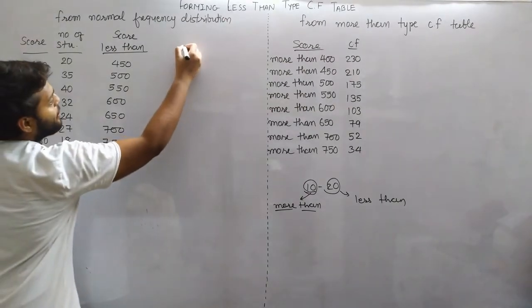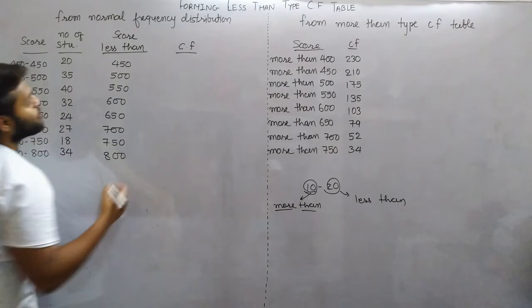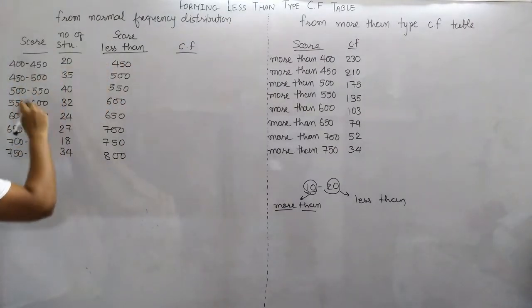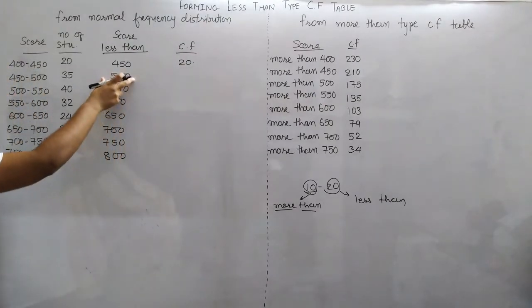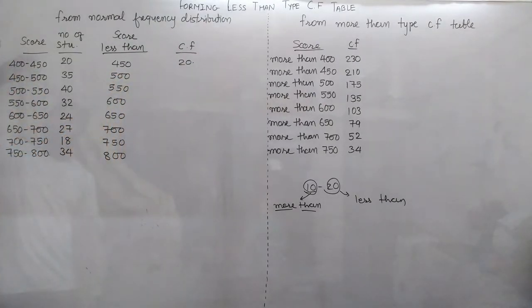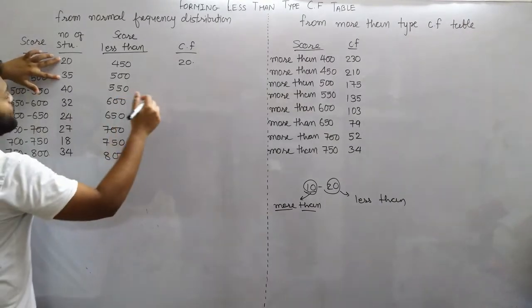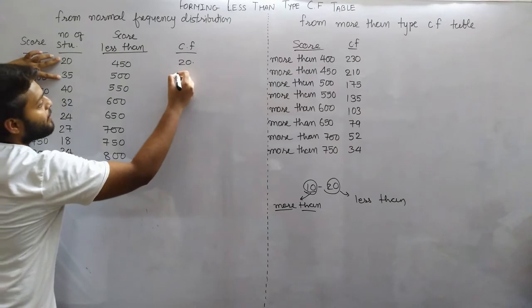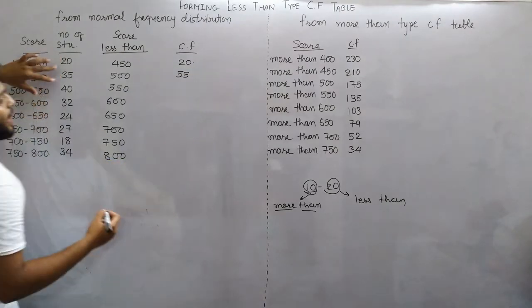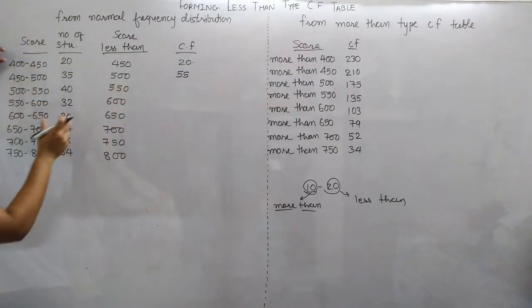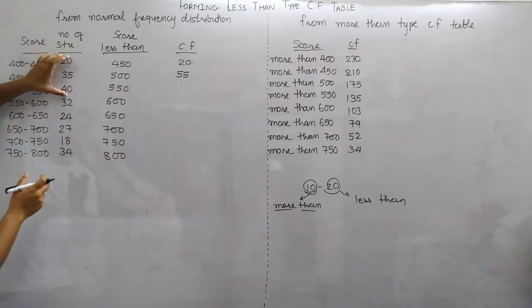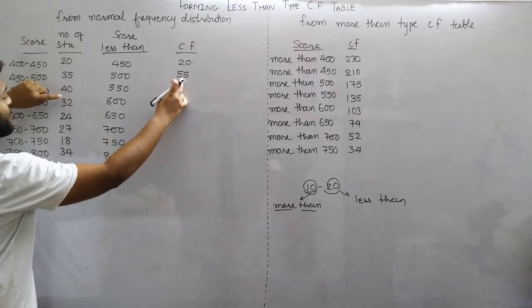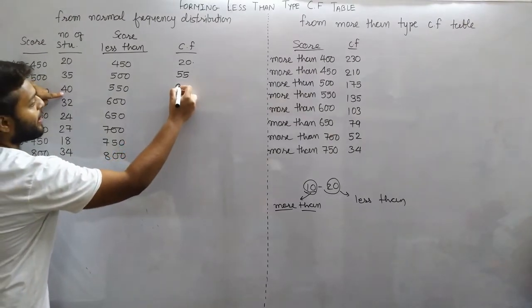Now let us make the cumulative frequencies. When I want to take less than 450, it's already 20. But when I want to take less than 500, it contains 400 to 500, so I have to add both of these frequencies. So 20 plus 35 will be 55. When I want to take 550, it will contain 400 to 550, means all three frequencies. So I should add 55 plus 40, that is 95.